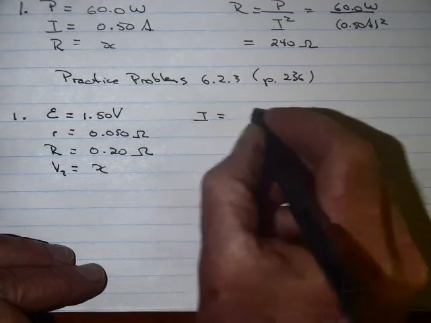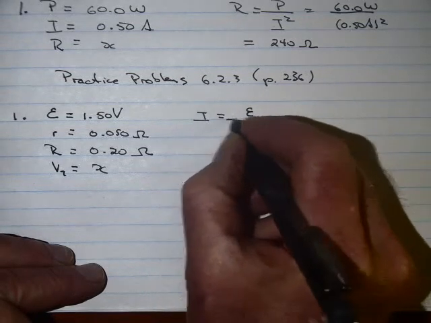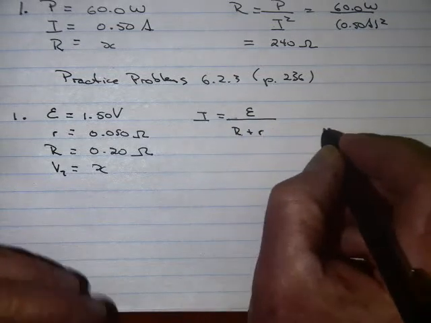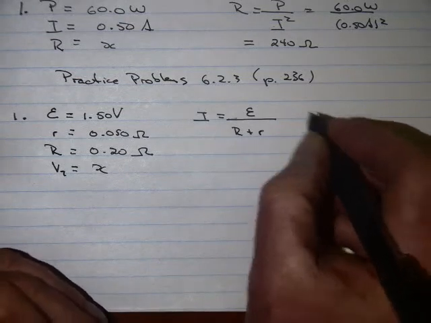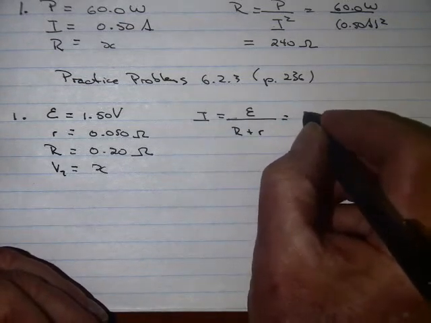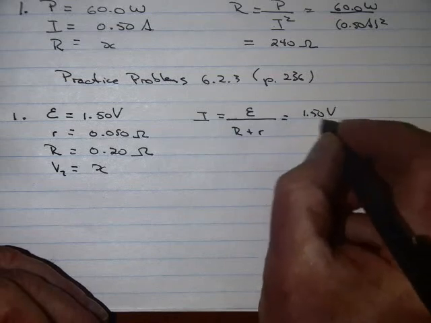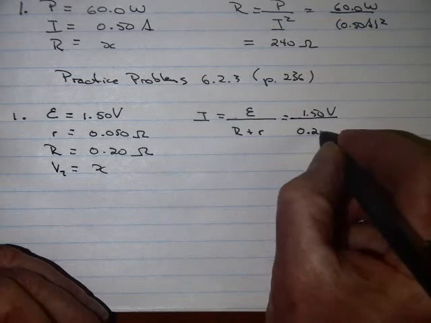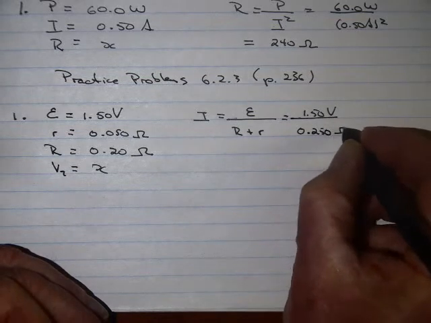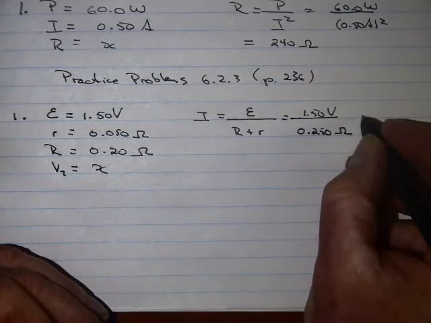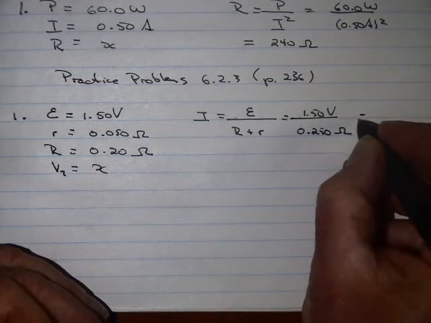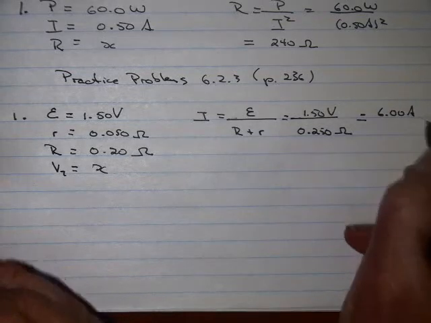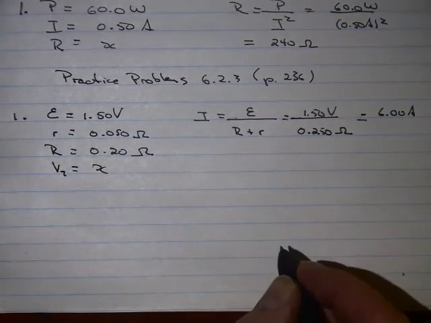So the first step, we're just redoing what we did before. Got to find current. Current is equal to the EMF divided by the total resistance, so the internal resistance and the exterior resistance, which is 1.50 volts divided by 0.250 ohms. Okay, so grab your calculator, and this comes out to 6.00 amps. So that's the current of the whole circuit.